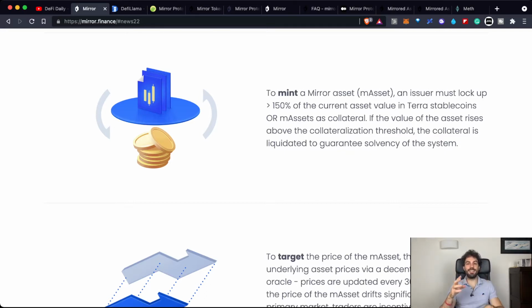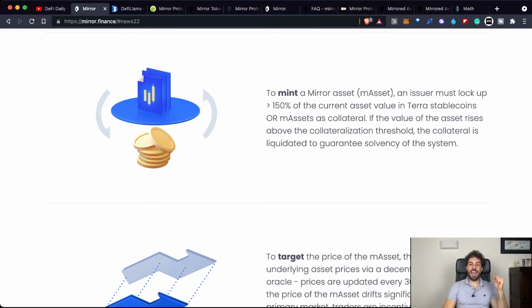Keep in mind that when we are talking about M assets, we are talking about assets that are not backed by any kind of real asset. So even if you own some M asset that is tied to the price of Google, you are not receiving any dividends, because behind the M asset there are no real Google stocks or any other stocks that are available on the Mirror protocol.